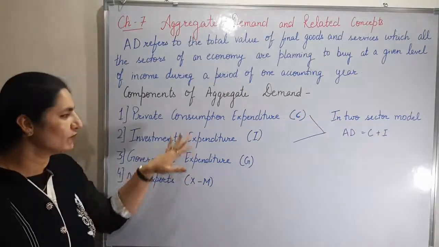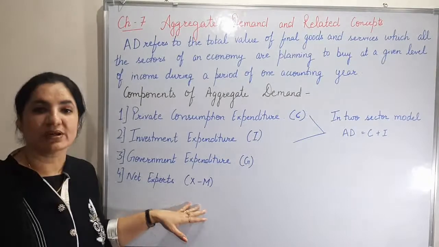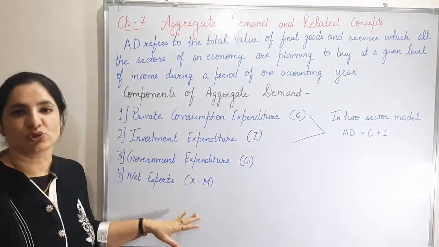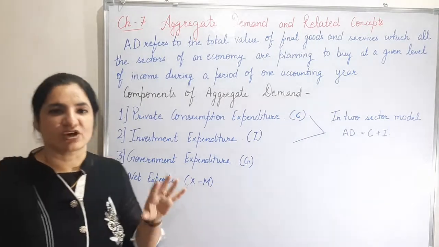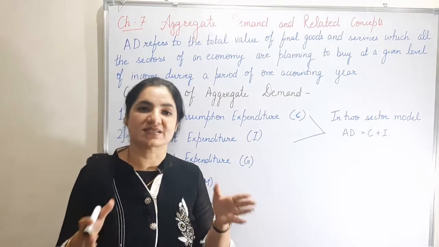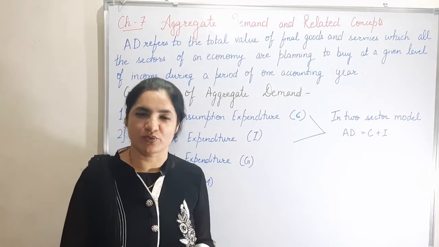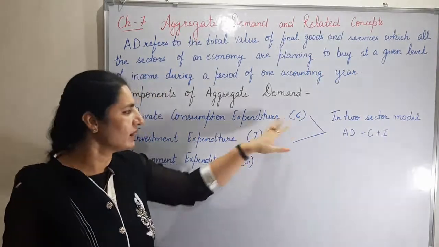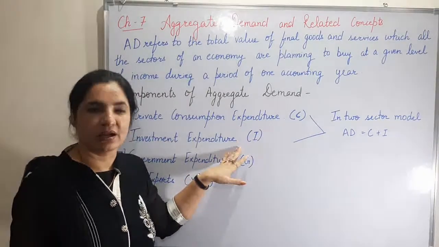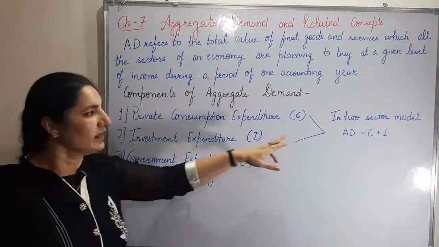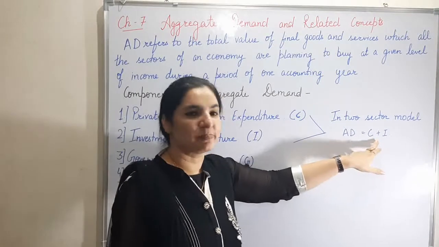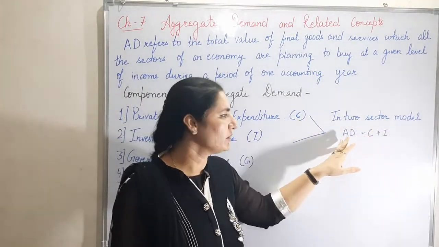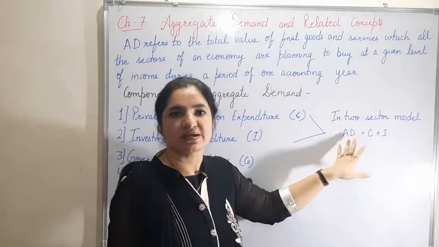So these are the four components of the expenditure method, because this is the total expenditure. But for the sake of simplicity, as well as because the class 12 portion covers two sectors only, the household sector and the firm sector, we will consider that AD is equal to C plus I. That is, in the two sector model, AD will be considered as C plus I.